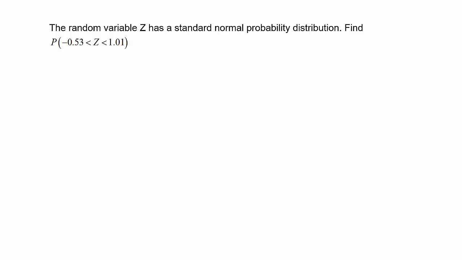A random variable z has a standard normal probability distribution. Find the probability that z is between negative 0.53 and 1.01.